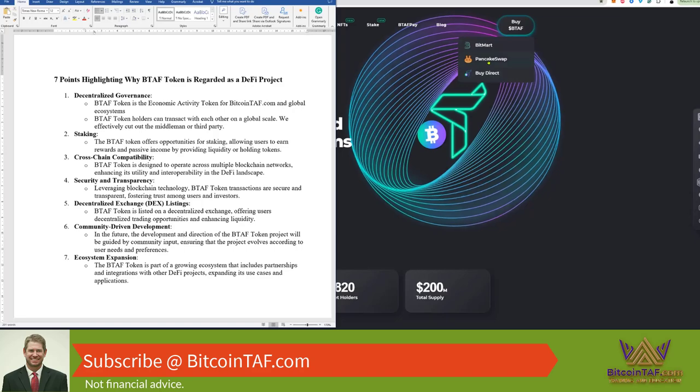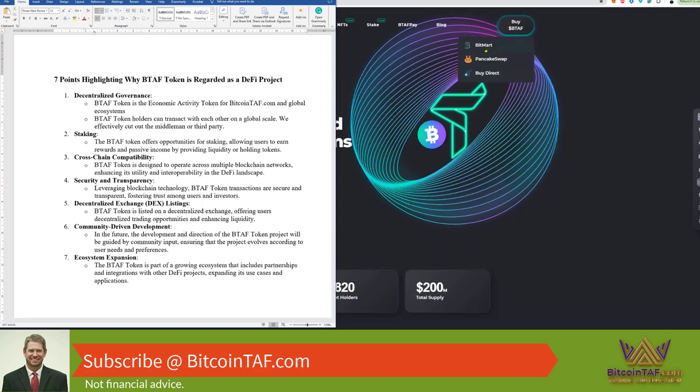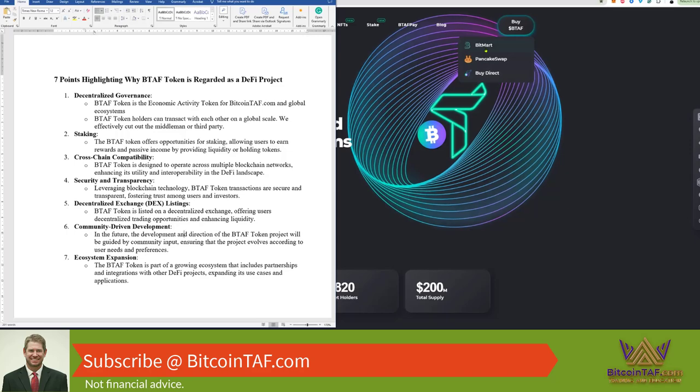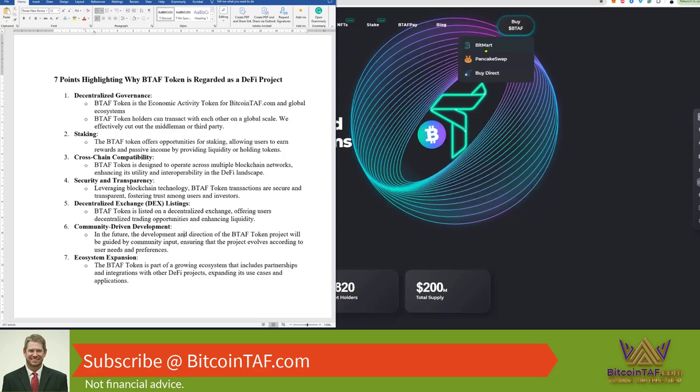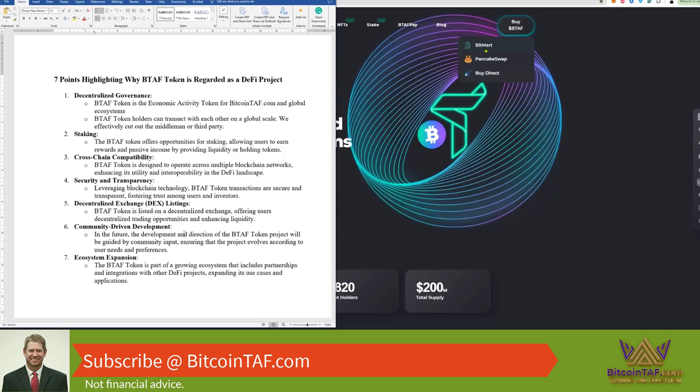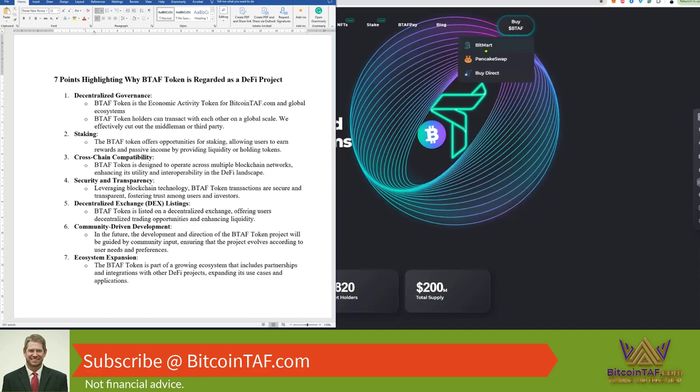Or you can go and buy it on PancakeSwap. Or if you have got USDT or Bitcoin or anything like that, you can send it from your exchange to Bitmart. You open an account there and you can buy it on Bitmart, convert it into USDT, and then you buy it in Bitmart.